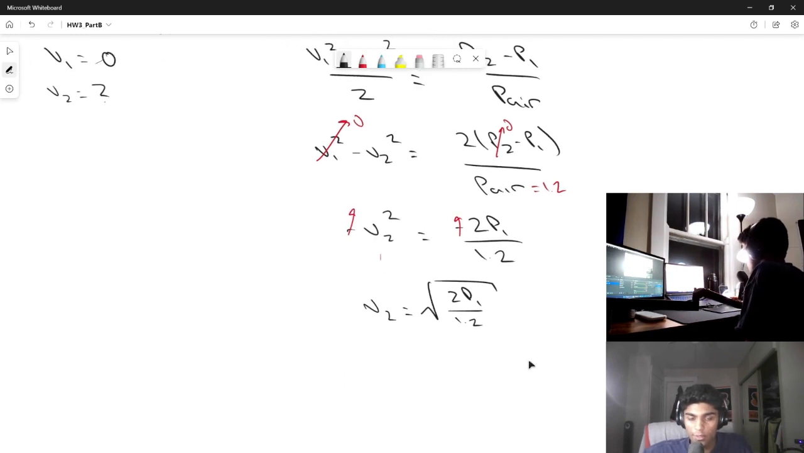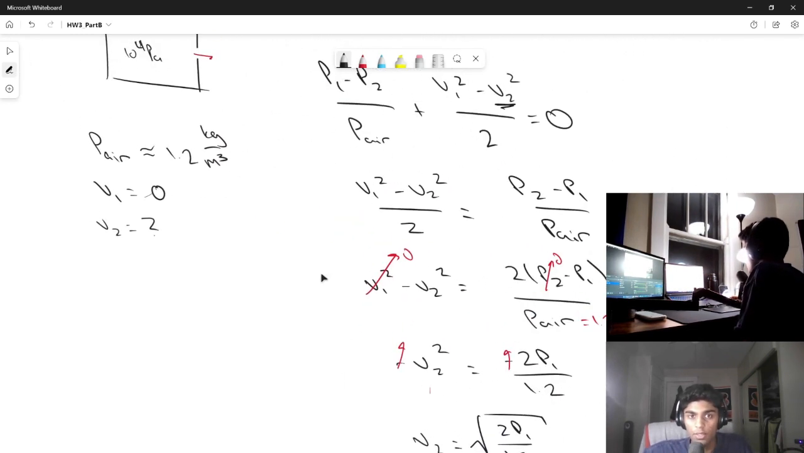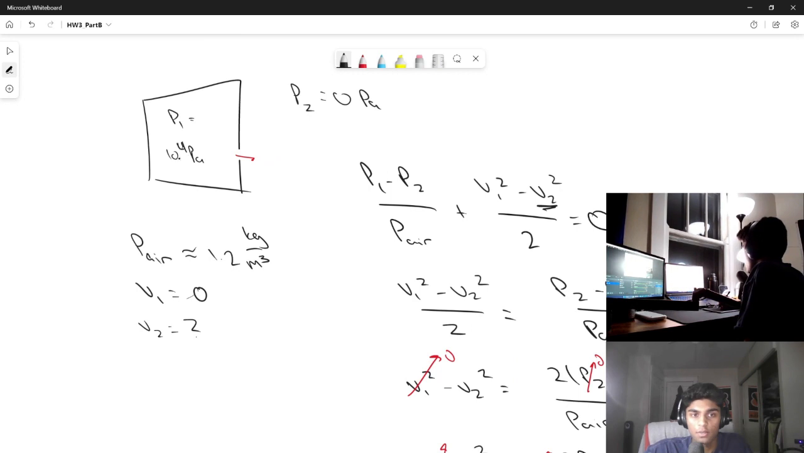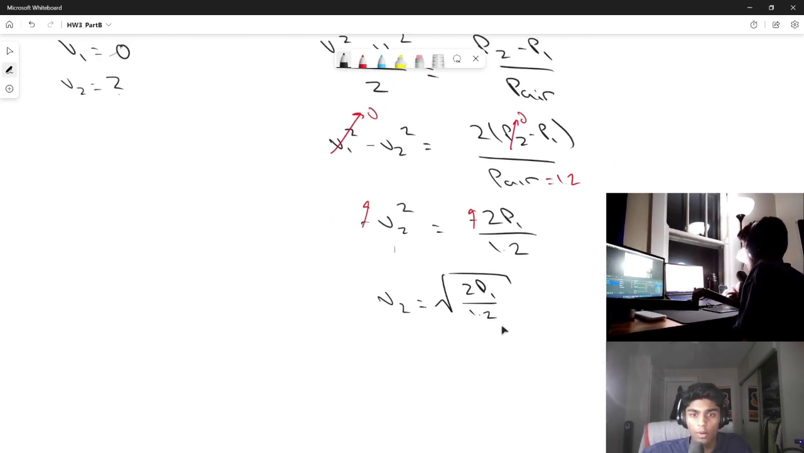And this we can now very easily calculate. We know our initial pressure, that's 10 to the 4th pascals, and we know our density of air, that's 1.2. And that's pretty much all we need to solve this problem. My pen is deciding to not work again. Let's see if this solves it.